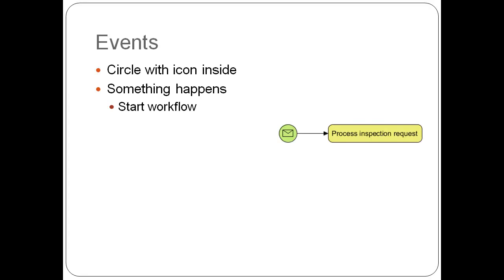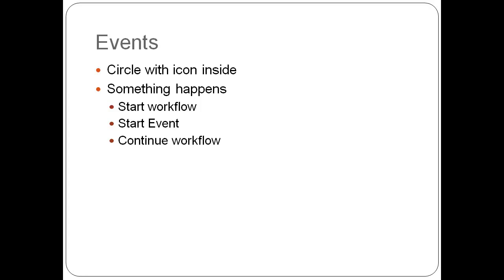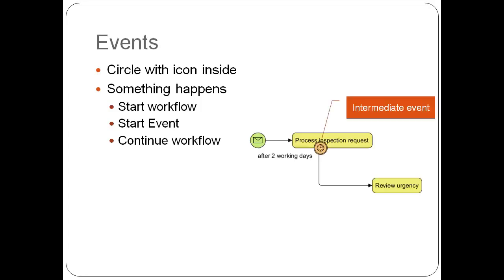The most common event, and maybe every business process should have this event, is a start event. It means to start the workflow. In this case, the start event is we receive a message, and then we trigger the workflow to start the process inspection request. It could be we receive an email from external, and then we process the inspection request. And it can also be used to continue the workflow.